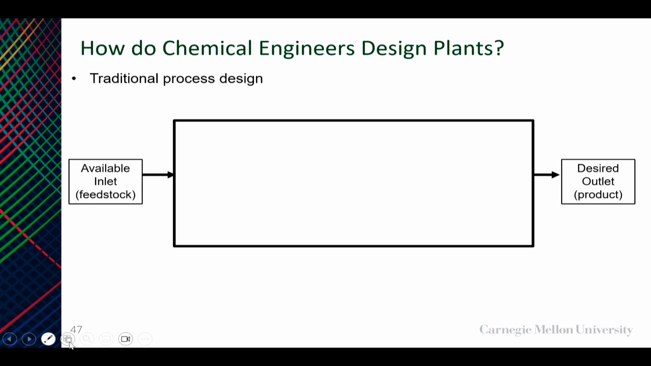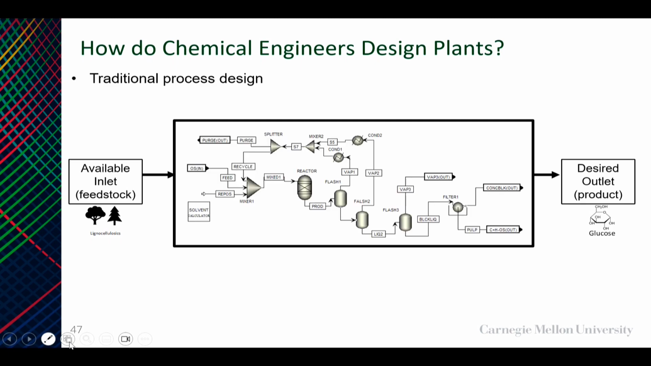In traditional process design, basically, we're given an inlet, which we call the feedstock, and we are given a product that we want to produce, and that is the outlet. For example, let's say that we wanted to produce ethanol, the feedstock were, for example, plants, lignocellulosic biomass, trees, and the first desired product was glucose. So in process design, what we do is we try to connect the feedstocks with the products with different unit operations.